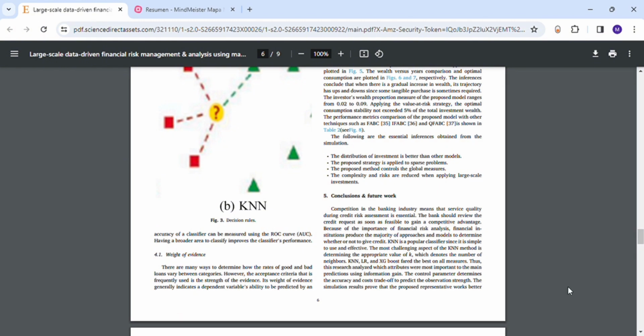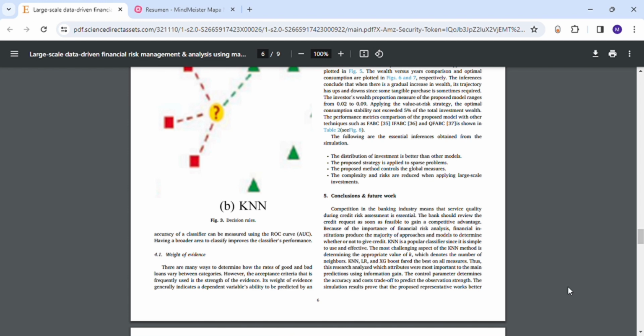Finally, conclusions and future work. Competition in the bank industry means that service quality during credit risk assessment is essential. The bank should review the credit request as soon as feasible to gain a competitive advantage. Because of the importance of financial risk analysis, financial institutions produce the majority of approaches and models to determine whether or not to give credit.